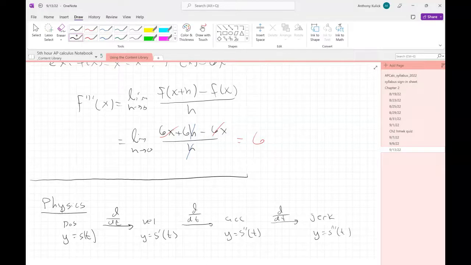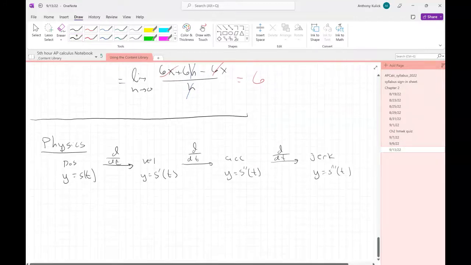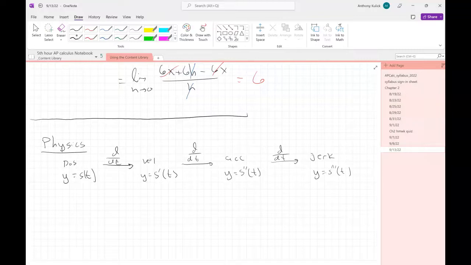So this is just a little bit of vocab. It's the same idea though, right? That we've just been doing. In physics land, we give a special name to the first derivative, second derivative, third derivative of a position function. Namely their velocity, acceleration, and jerk.